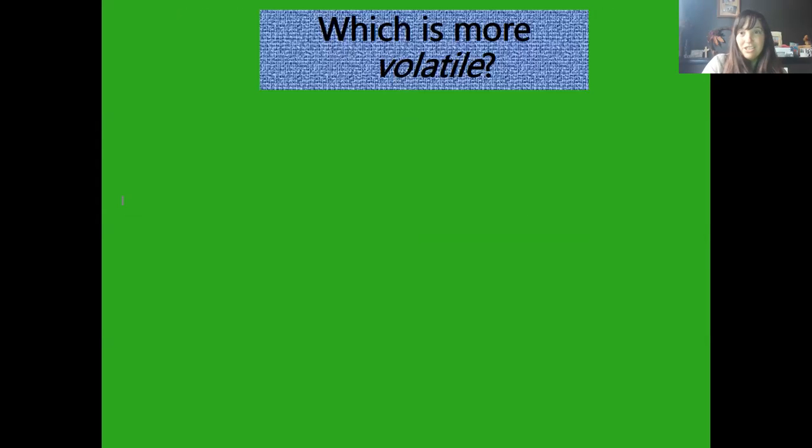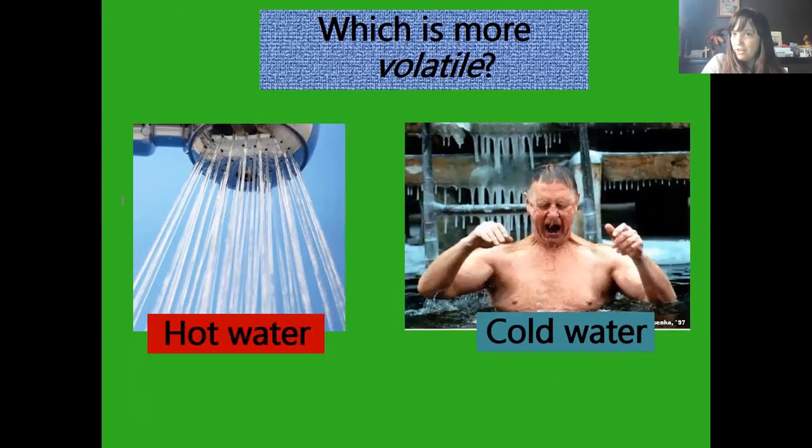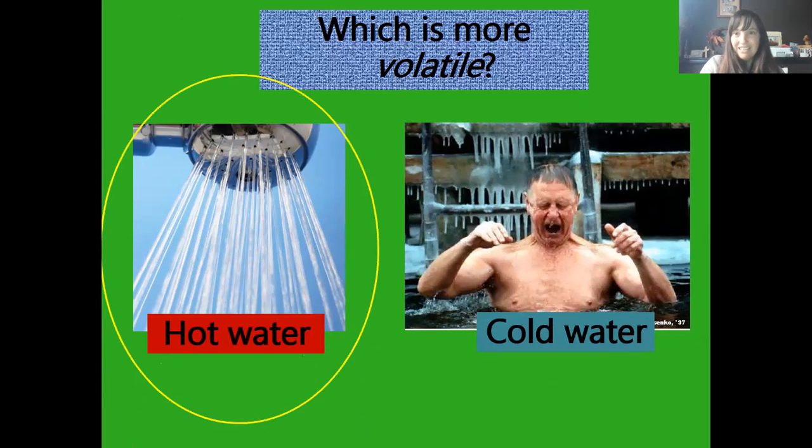Okay, so which of these do you think is more volatile? Hot water or cold water? That's right, hot water. It's really ready to evaporate if it's already hot, right? Some of the particles already have evaporated. So there's lots more gas particles in the air of the hot water.